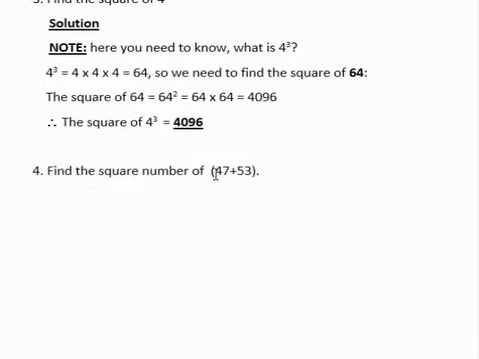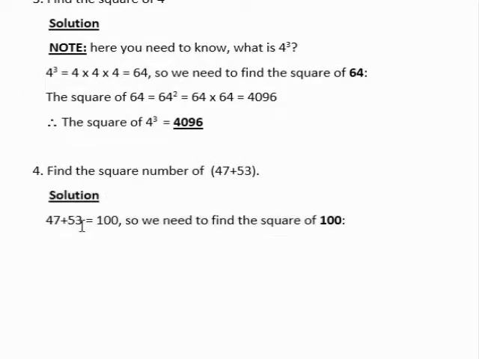Now let's see the last example, number 4. Find the square number of 47 plus 53. This one is also a bit tricky because it is an expression here instead of only one number, as we used to do in example number 1 and number 2. You need to get one number here, as we did with 4 power 3. Before you find the square, you need to know only one number, as we did here and we got 64. Also here you need to know which number is here. What we can do is so easy.